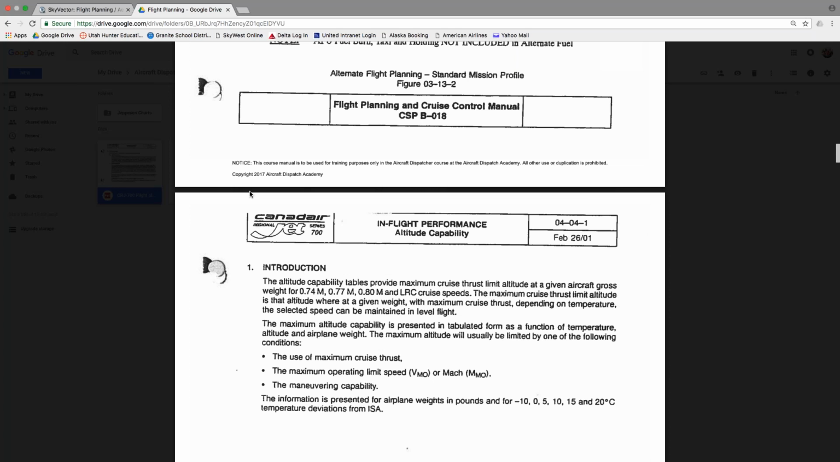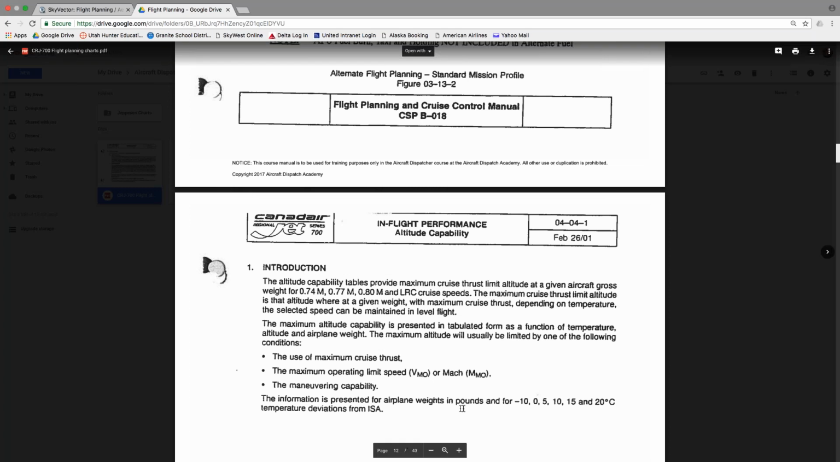You're already gone? I already figured it out. Okay, then don't worry about the other one, just figure out your top of climb. When you say figure top of climb, just meaning like on the flight plan, right? Yep, do your performance chart, your climbing performance chart.